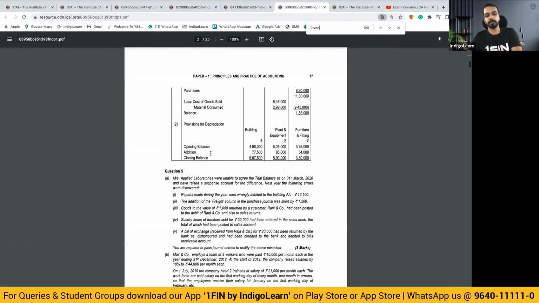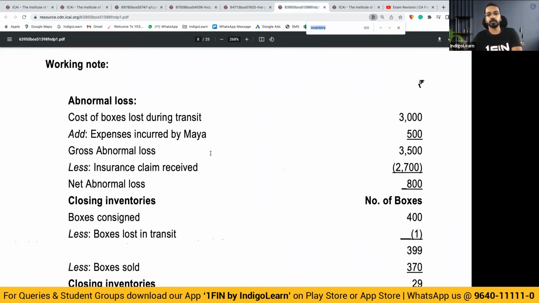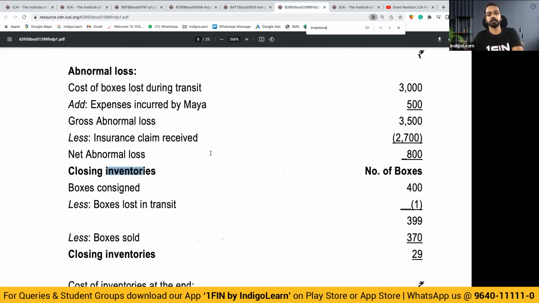Then here, do we have anything on inventory? No question was asked on inventory. Nothing was asked on inventory.